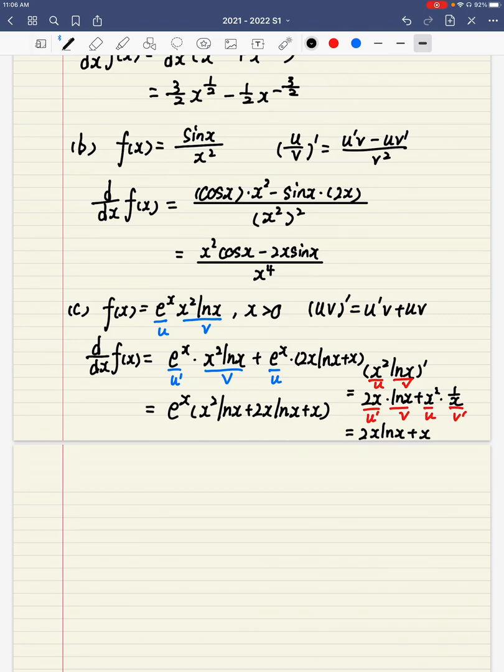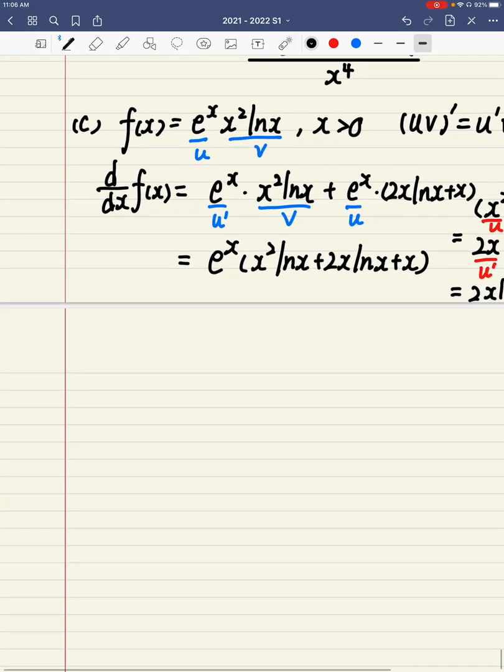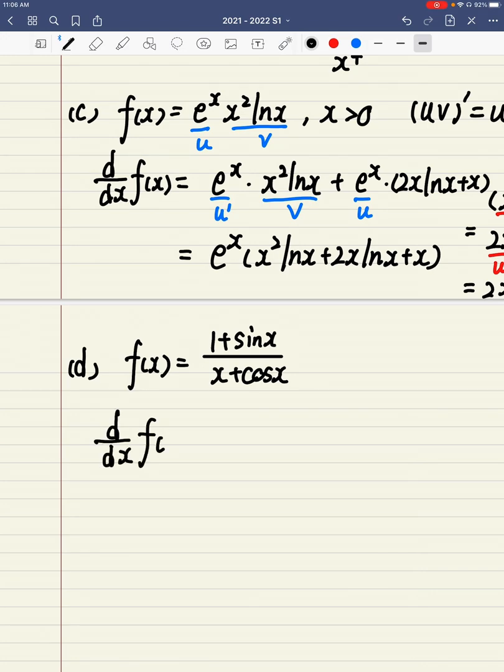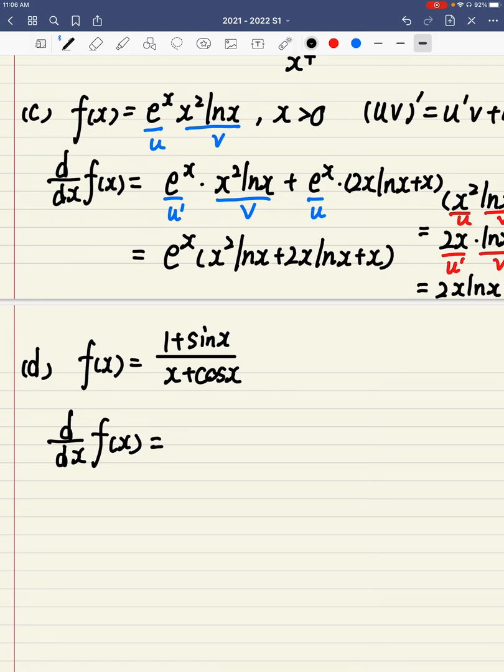Okay, so problem 4. Problem 4, you need to use the quotient rule. f(x) is (1 plus sine x) over (x plus cosine x). So what is the derivative? Again, it's the quotient rule. The derivative of u over v is u's derivative times v minus u times v's derivative, over v squared.